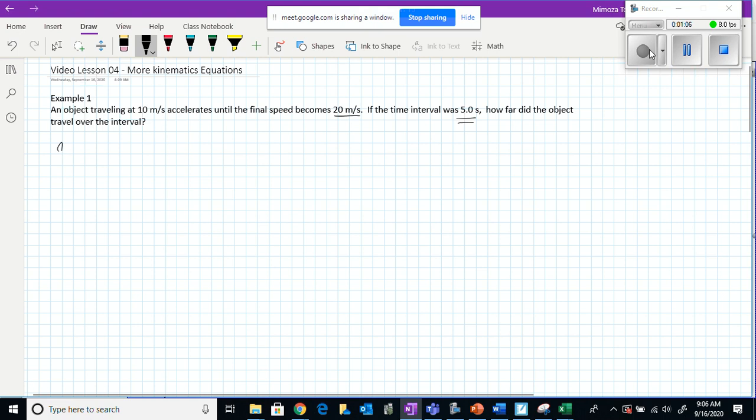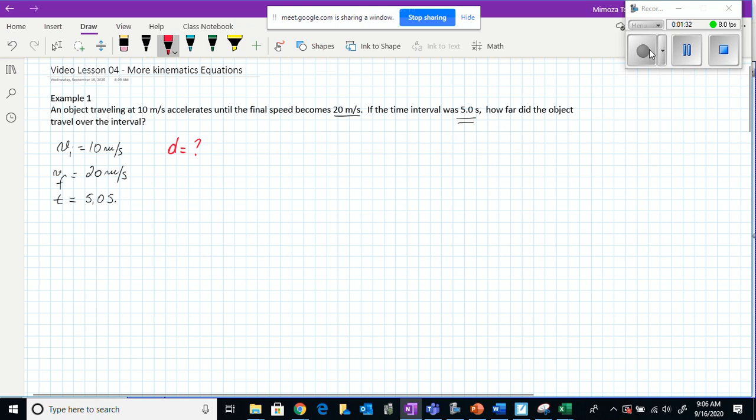So in this case, the initial velocity is equal to 10 meters per second. Final velocity is equal to 20 meters per second. And the time in which the object is traveling is 5.0 seconds. What they are looking for is the distance that it is traveling.